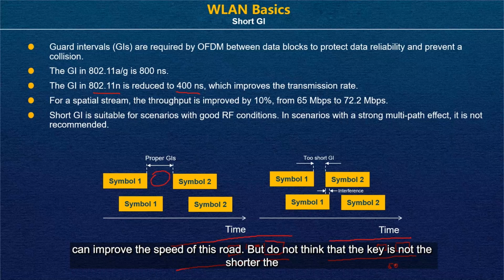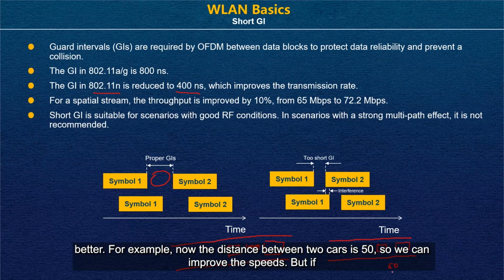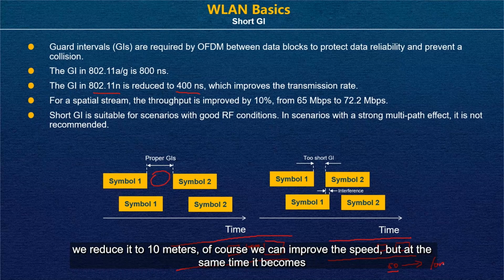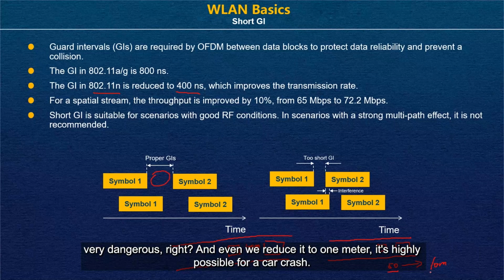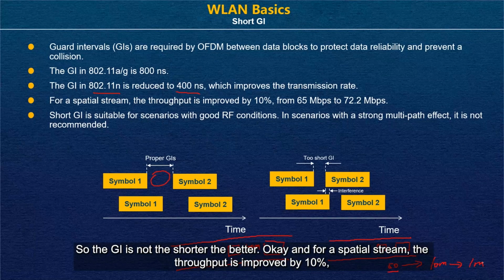But do not think the key is the shorter, the better. For example, now the distance between two cars is 50, so we can improve the speed. And if we reduce it to 10 meters, of course we can improve the speed, but at the same time, it's becoming very dangerous, right? And even if we reduce it to 1 meter, it's very possible for them to crash, right? So the key is not the shorter the better.